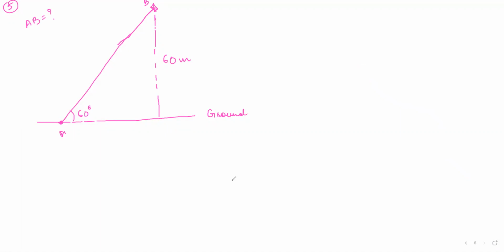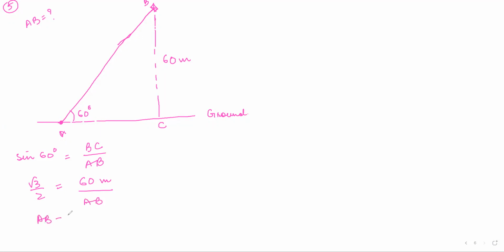So again, I know the height this time. That means perpendicular. And I'm interested in hypotenuse. Which ratio do I have to use? Sine. Very good. So sine of 60 degree is perpendicular by hypotenuse. Let me call it C. So BC divided by AB. Now sine 60 is root 3 by 2, and this is 60 meter. AB I want to find.